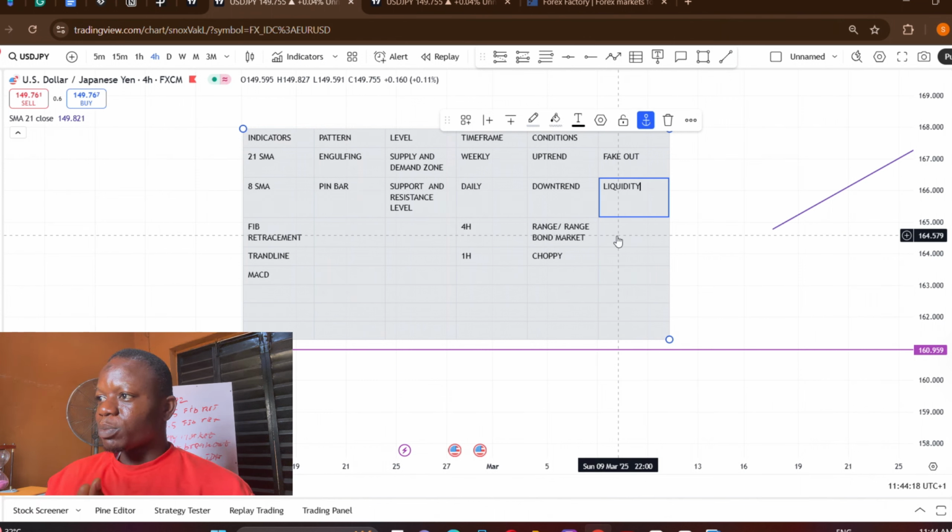Only these two things make some traders see the market like, wow, this strategy is not really working. But sometimes the fake out really works and the liquidity really works also. So you have to be patient while trading to see what the market is doing.